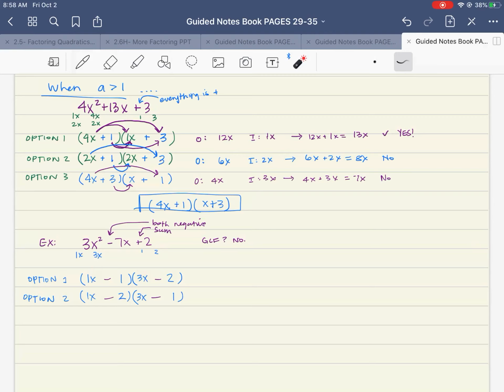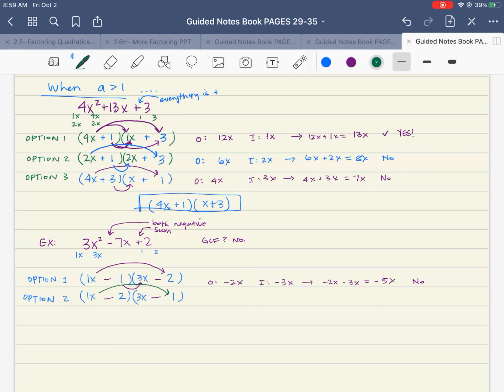So again, if you look at the first times first on everything, 3x squared, right? Both options give us that. Last times last, we get a negative times a negative, which gives us that positive 2. So we're good there. We just have to check the outside and inside. So we do 1x multiplied by the 2. And it looks like our outside gives us a negative 2x, and then negative 1 times 3x. So that inside is giving us a negative 3x. Again, negative 2x minus 3x, or plus negative 3x, is equal to negative 5x. Our middle term here is a negative 7x, so this doesn't appear to be the one that's going to work.